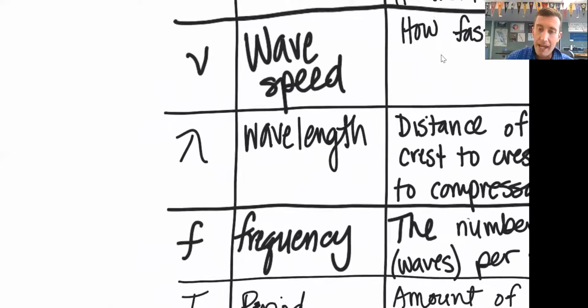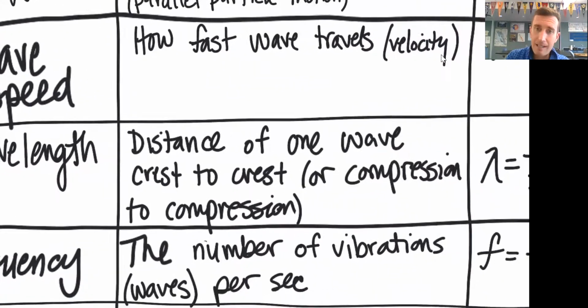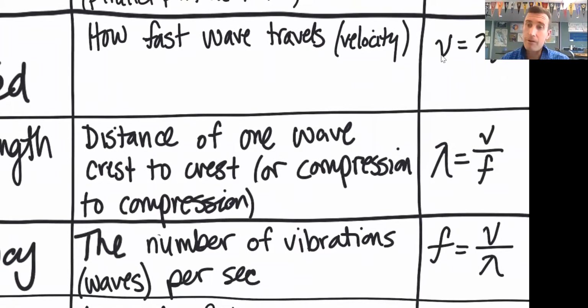Next piece is wavelength. So wavelength, we're going to use the variable lambda. Lambda is the Greek letter L, and it's like an upside down lowercase y. Okay, so there's lambda, L for length. So this is the wavelength. And the wavelength is the distance of one wave, either from crest to crest, so that's from the top of the wave to the top of the next wave, or from trough to trough, or from compression to compression, or from rarefaction to rarefaction. It's the distance of one complete wave.